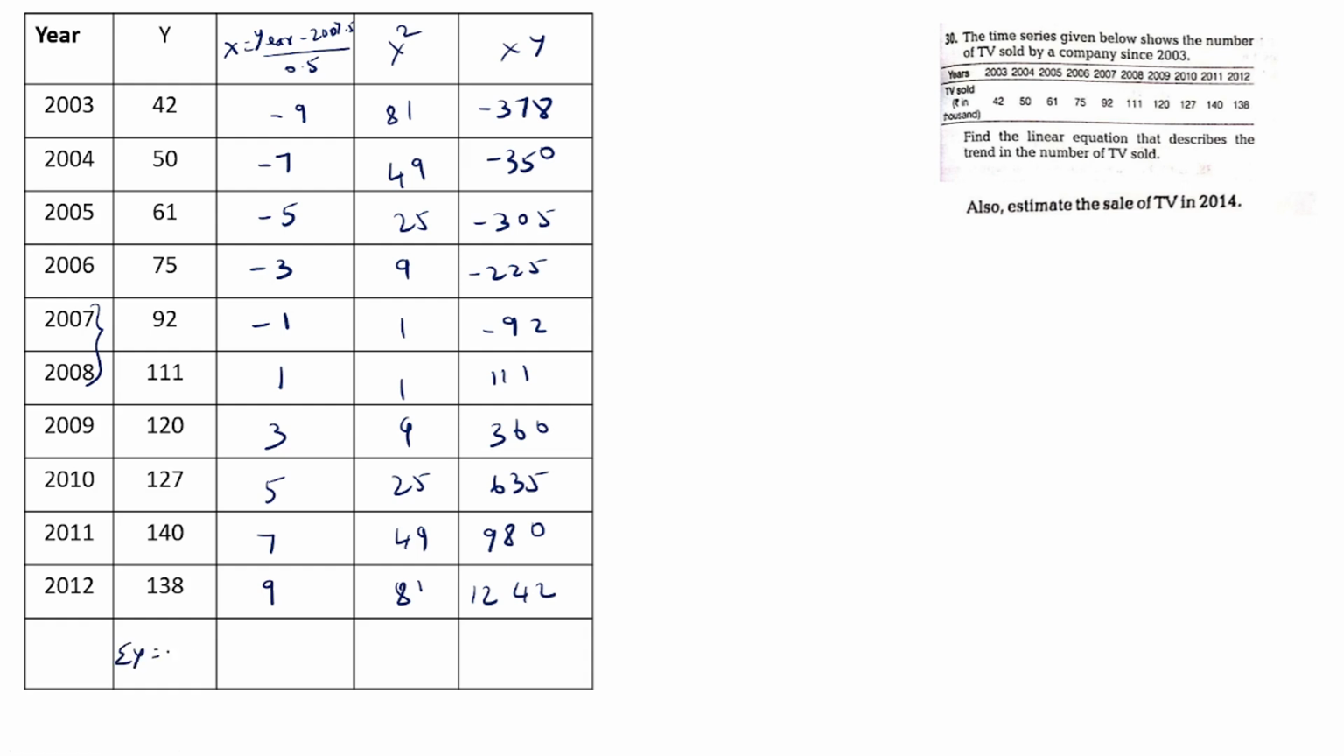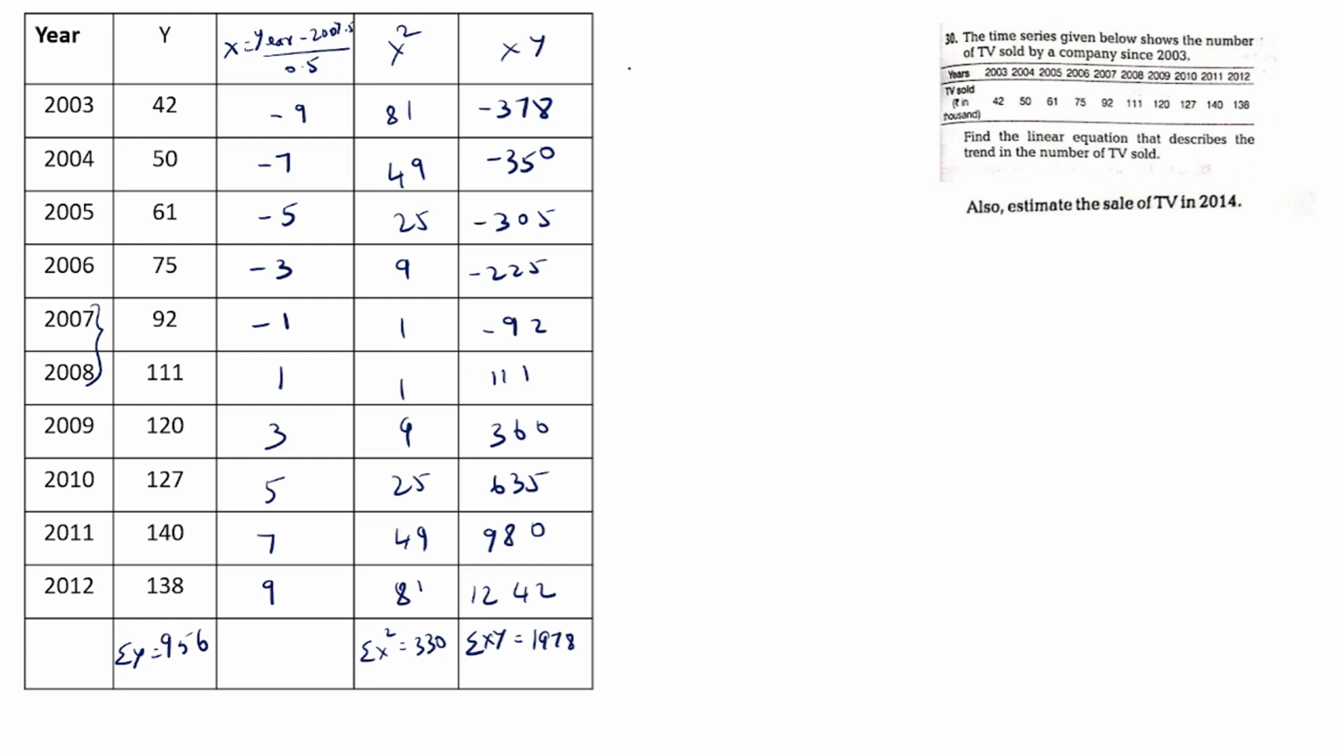Summation y, when we add, we get 956. Then summation x square, when we add, we get 330. And summation xy, we get 1978. Here we add all these things and then subtract, so as a result we get summation xy as 1978.